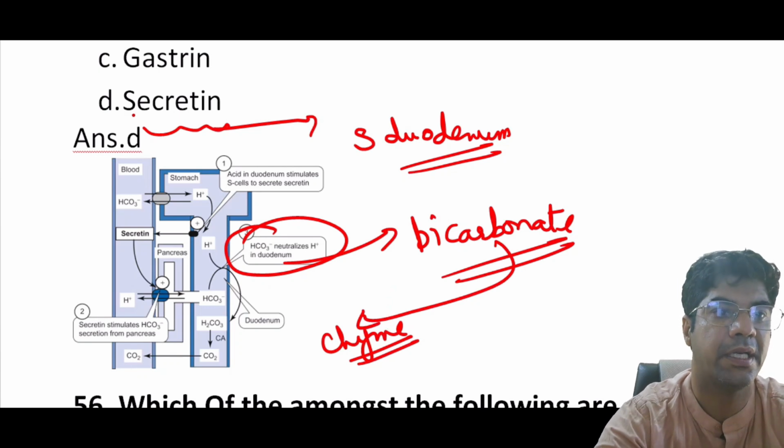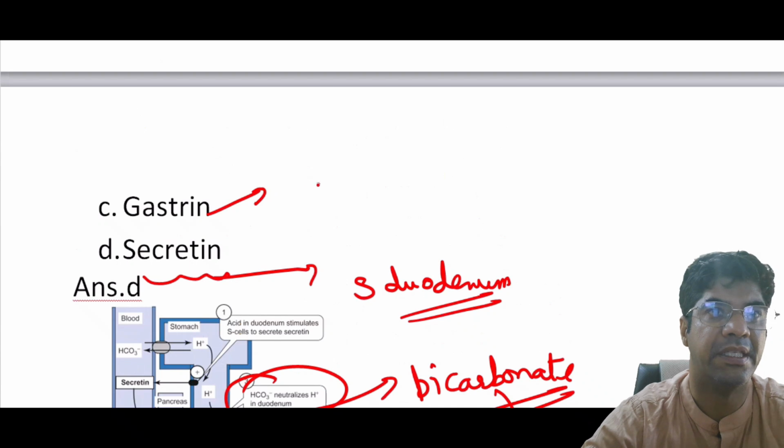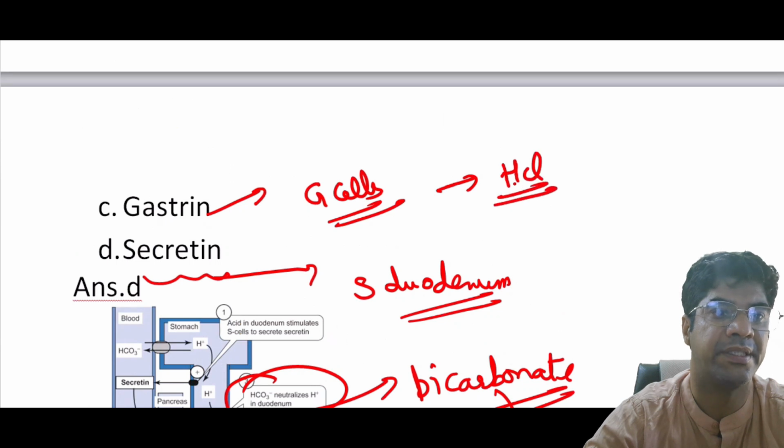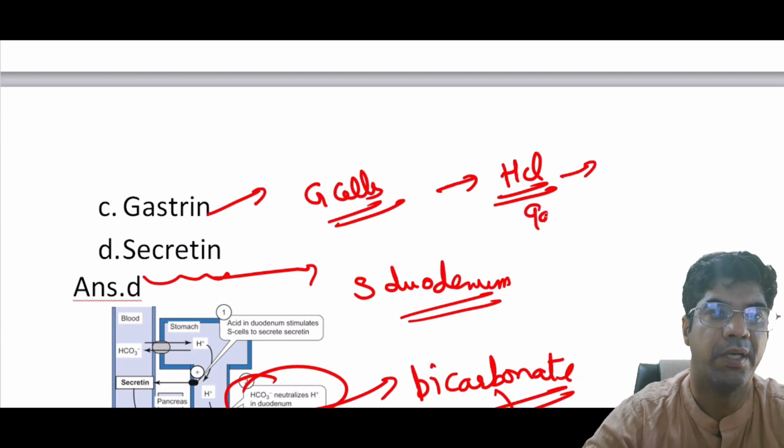Option C, gastrin. Remember gastrin, it is a hormone that is produced by G cells of stomach. So it stimulates the secretion of HCl by the parietal cells of stomach, and it aids in gastric motility.